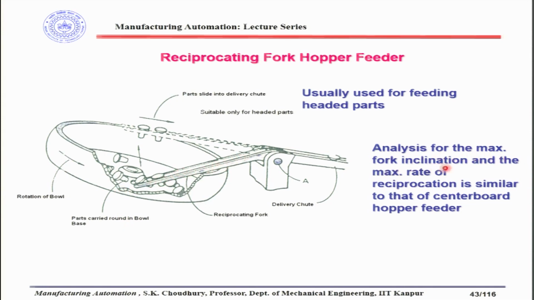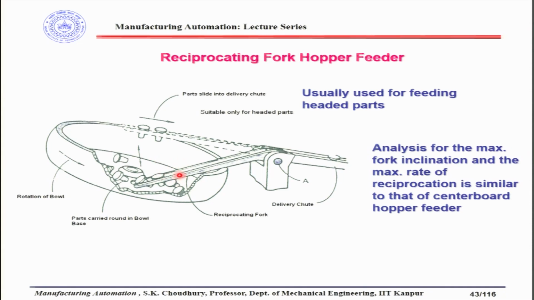Analysis for maximum fork inclination and the maximum rate of reciprocation will be, as you understand, similar to that of the center board hopper feeder, because here in this case what is happening is that this fork, from the initial position, will start accelerating, and somewhere midway it will start decelerating, and then it will stop for some time, that is a dwell period, a dwell time. Then it will start accelerating, and somewhere in the middle it will start decelerating and go back to the initial position.